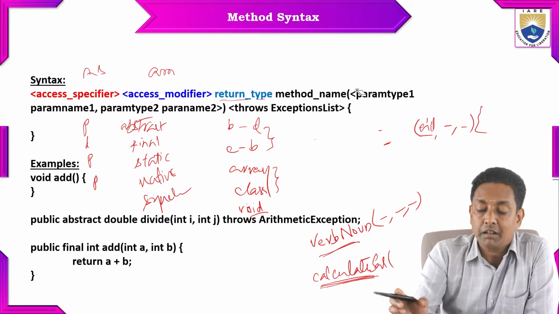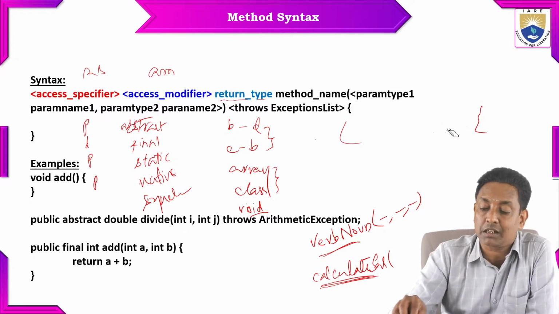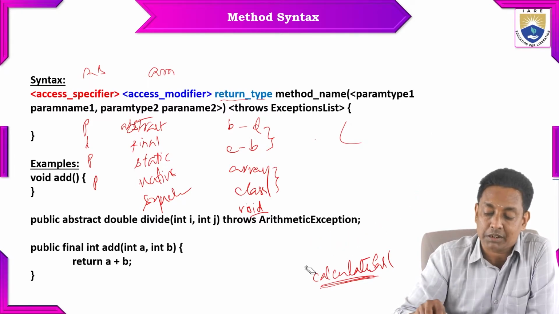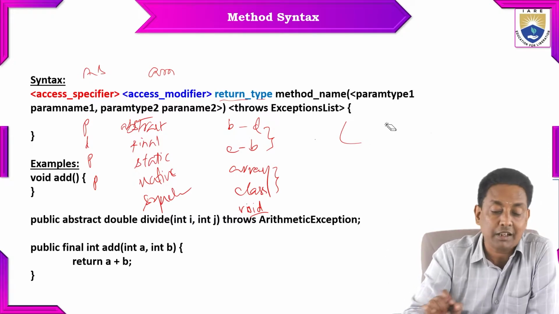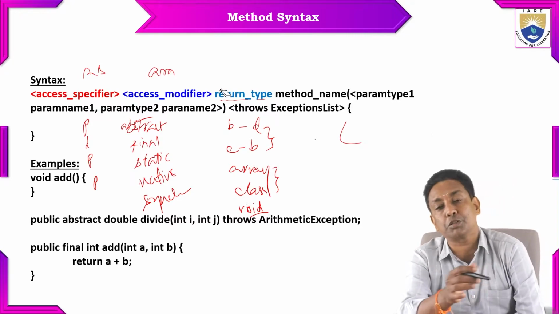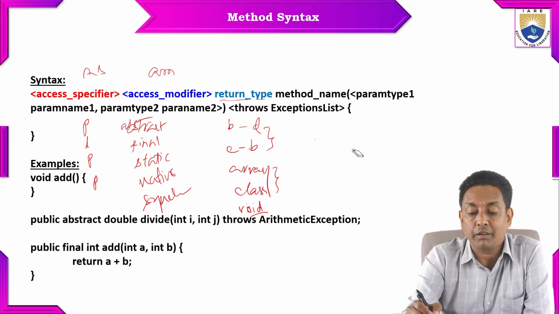Then after writing the method name, use parentheses. And in the parentheses, as you already know, constructors and methods look similar. The constructors and methods always take parameters. While writing the parameters, the parameter type comes first, and the parameter name comes next: parameter type, parameter name, and so on. We can write as many parameters as we want.